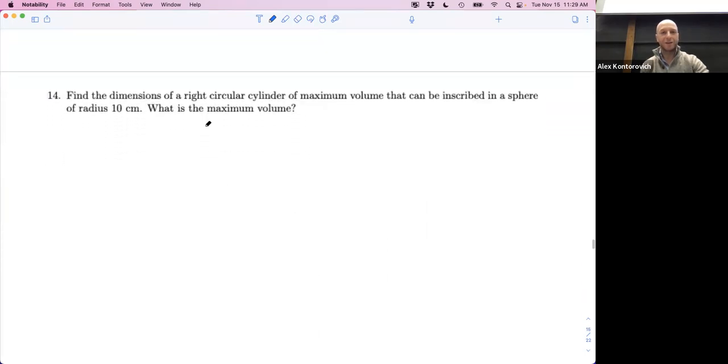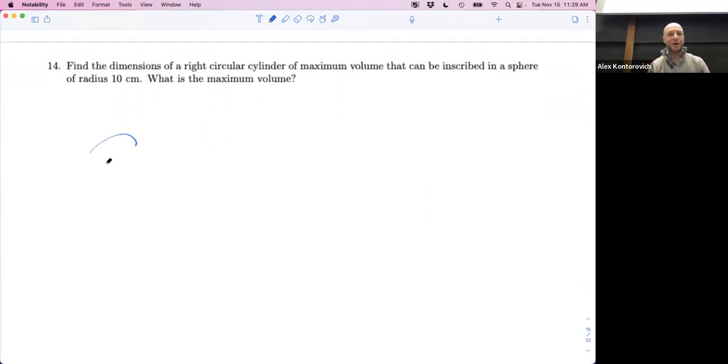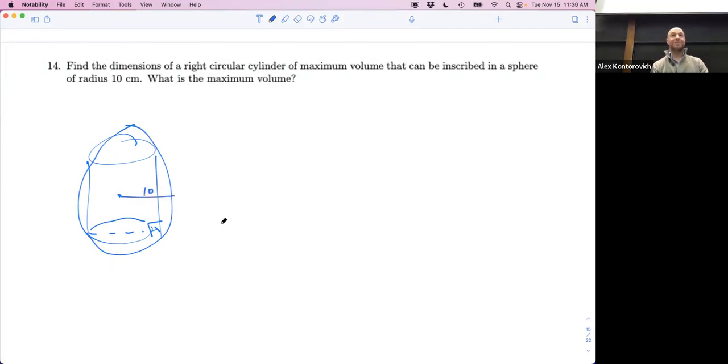Okay, this is the one, right? I have a right circular cylinder. I have to draw a right circular cylinder. Right just means, what's not a right cylinder? Well, I wouldn't even call this a cylinder, but for some reason, we're specifying that it has a right angle here. Okay, there's our cylinder. We have a right circular cylinder with maximum volume that can be inscribed in a sphere of radius 10 centimeters.